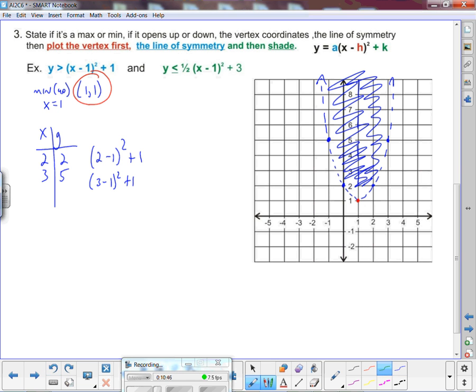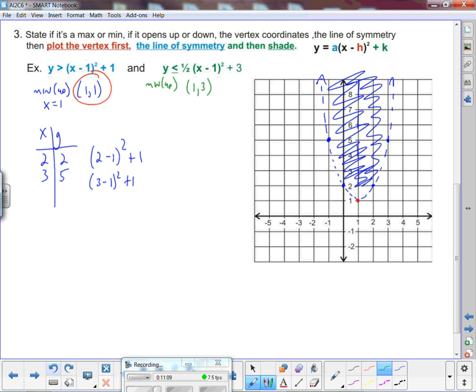Okay, let's do the green one. So you look at the green one again, we need to determine, is this a max or min? This is also a min. That means it also opens up. What are the coordinates of the vertex? 1, 3, the HK values, right? Don't forget, HK are the values of the vertex.